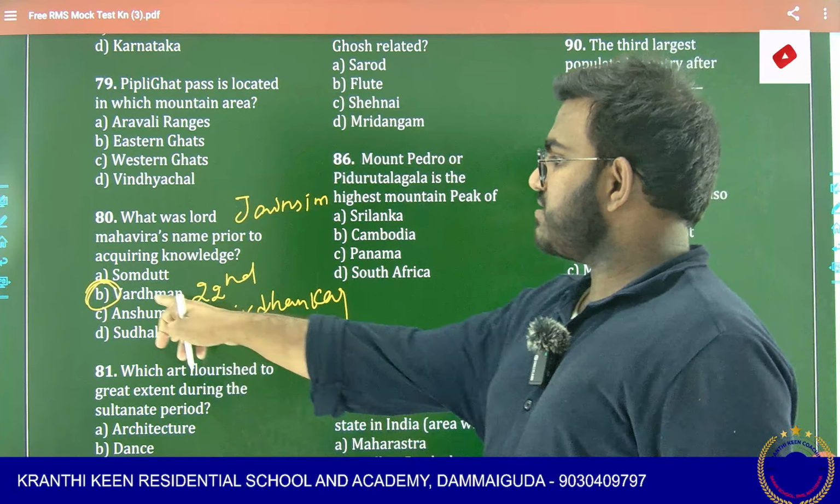Next, which art flourished to a great extent during the Sultanate period? Sultanate period means the Delhi Sultanate. During this period, the Delhi Sultanate kings were very attracted to the architecture and sculpture of the various monuments and statues. They loved architecture and sculpture, so during the Sultanate period, architecture was extended.